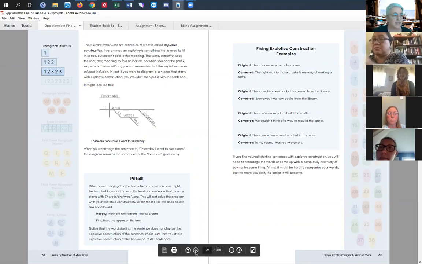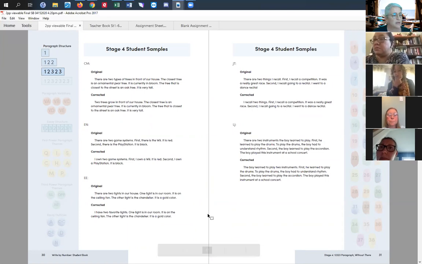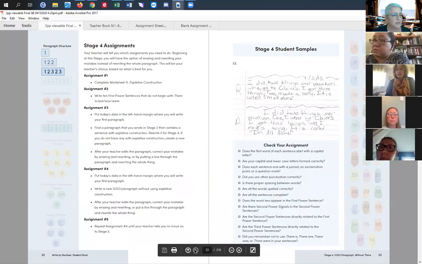And they do that within the structure, and you can see what structure they're in on the left-hand side of the page, 1, 2, 3, 2, 3. They're doing that within that structure. And we have samples. I have all the assignments laid out specifically. You don't have to guess. It's in the student book and it's in the teacher book. And the kids know how to check their assignments, and then I tell you exactly how to grade it in the student book, which I'll show you in a minute.